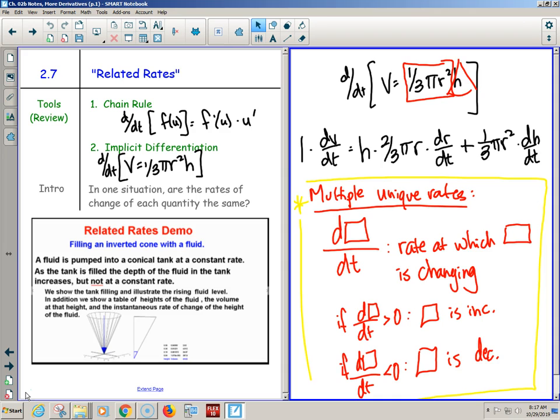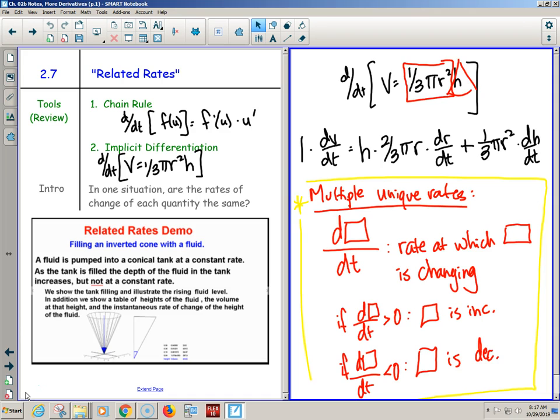Chain rule and product rule, chain rule, and implicit differentiation. But what was different, I had you guys go back to section 2.5, implicit differentiation, and you saw dy dx's would show up, but they were all the same rate, right? They were all the same differential. What's different now?